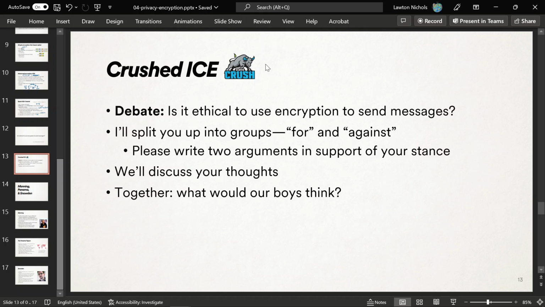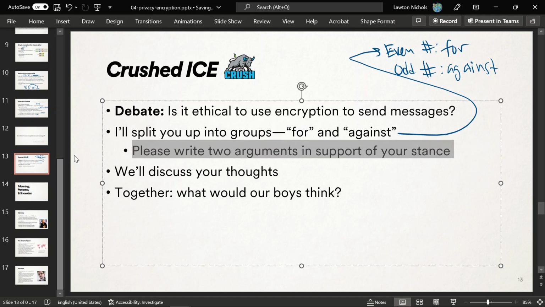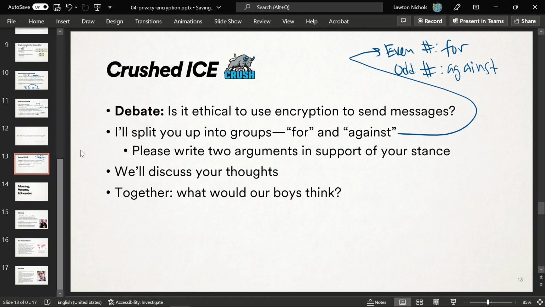So if you're an even-numbered group, then you are for encryption being used when you're sending messages across the internet. If you're an odd-numbered group, you're against encryption. All right? So please write 2 arguments. Try to get 2 good arguments as a group. Write them down on that page in support of whatever stance I just gave you.